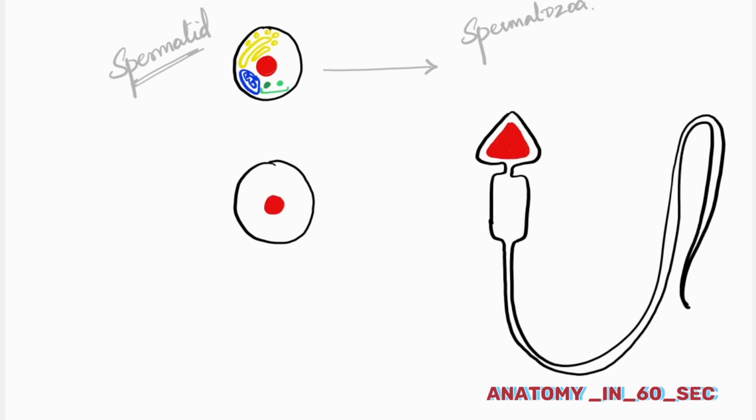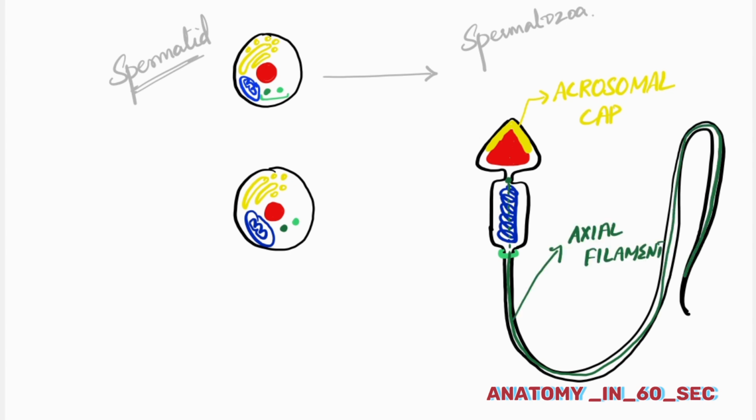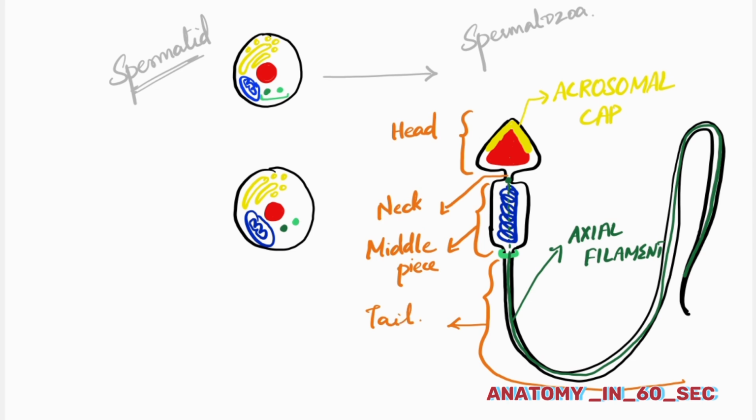Now the nucleus of the cell forms the head. Then the Golgi apparatus forms the acrosomal cap. This cap covers 2/3 of the head of the sperm. The mitochondria of the cell forms the spiral segment of the middle piece. Then there is a proximal centriole and the distal centriole. The distal centriole forms the annulus and the proximal centriole forms the axial filament. Here light green is the annulus and dark green forms the axial filament. So head, neck, middle piece and tail are the four parts of a sperm.